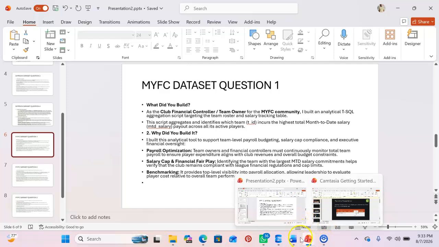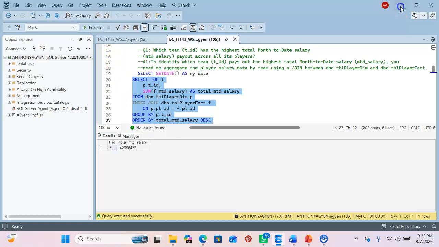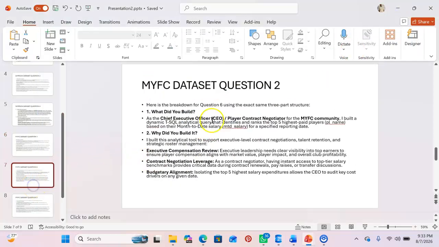So we'll then move on to our database, the how. Then we'll run our first question here. If you execute it, we get our answer. We will then move on to question 2. So my FC dataset question 2. How is the breakdown for the question? So using this in 3 parts.